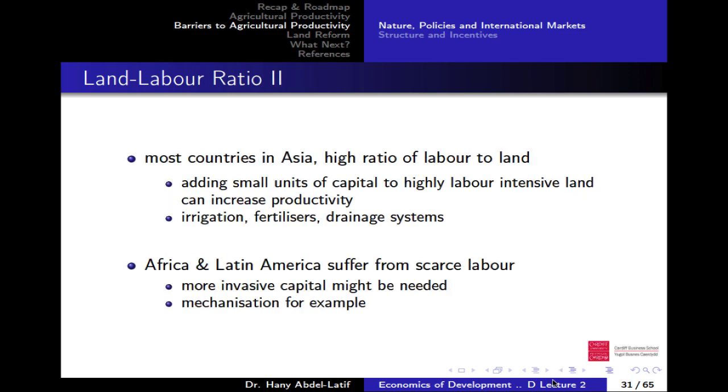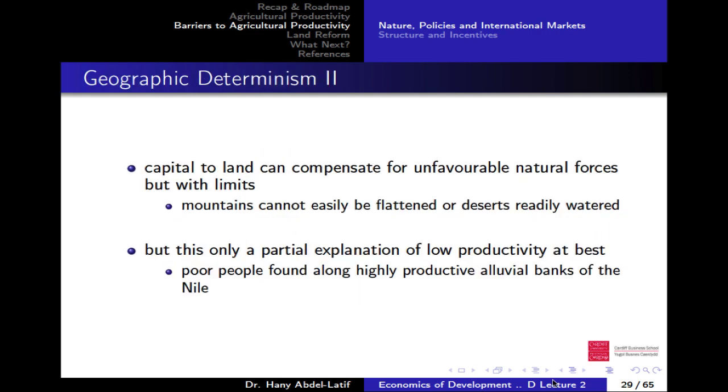As examples, you could look at most countries in Asia. They have a high ratio of labor to land, and that means if you add small units of capital, that might help. That could be irrigation, new irrigation methods, or fertilizers, or drainage systems, etc. The opposite situation exists in Africa and Latin America, where labor is scarce, and that means you may need more capital.